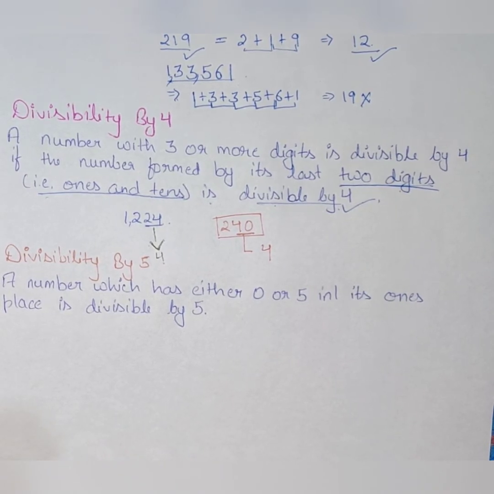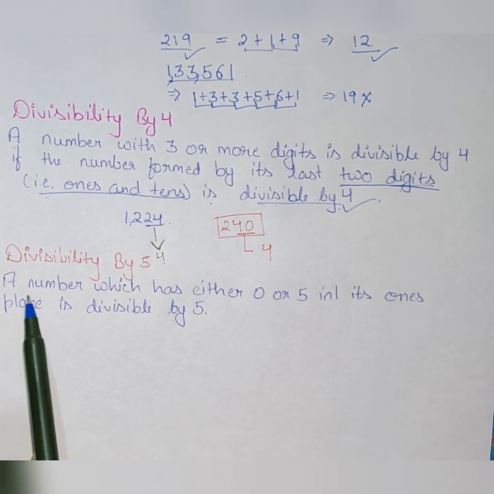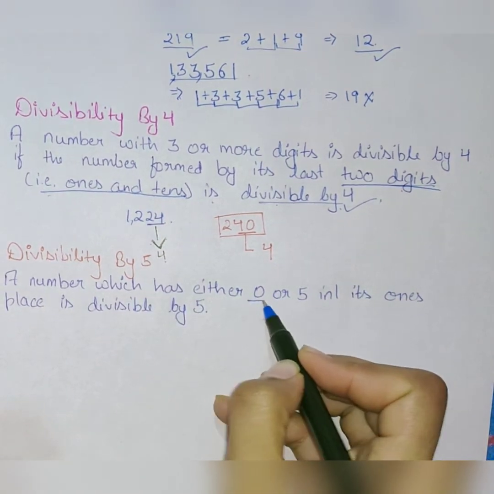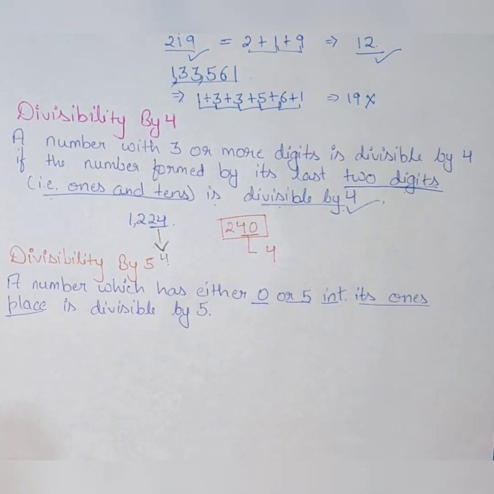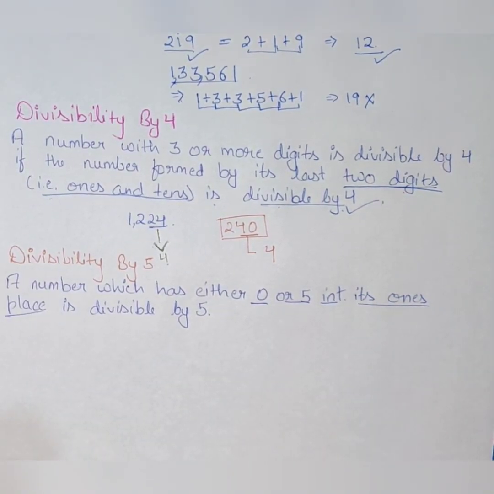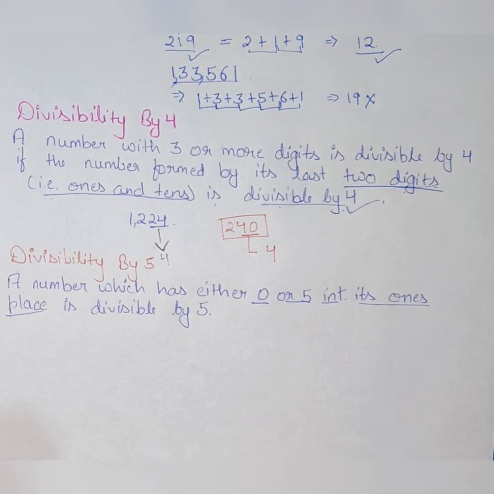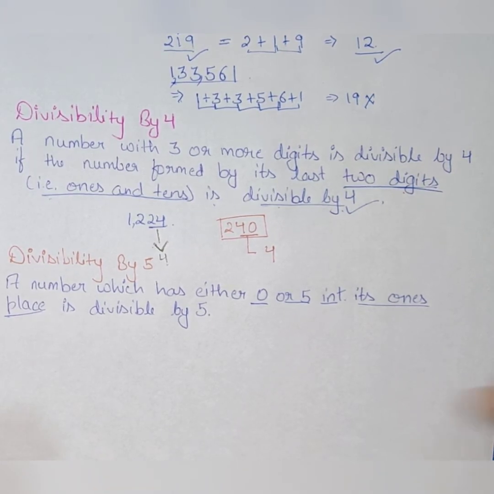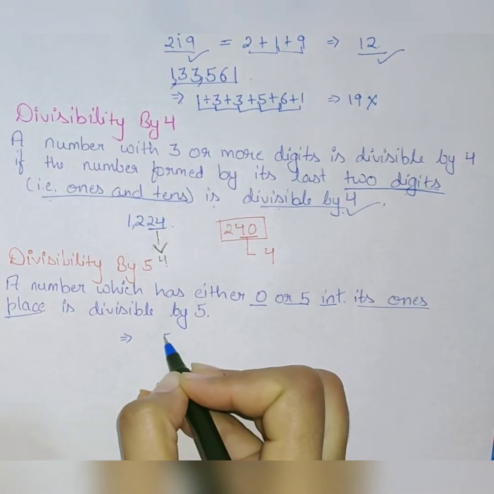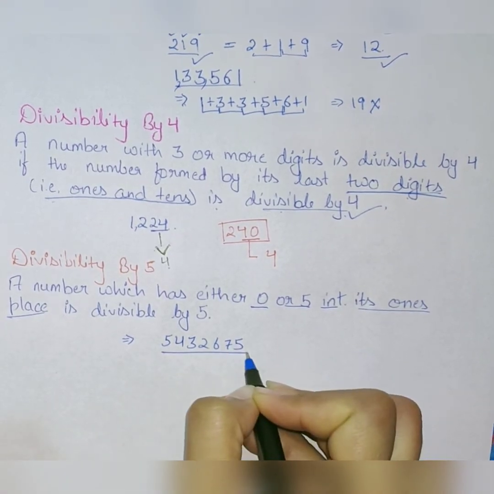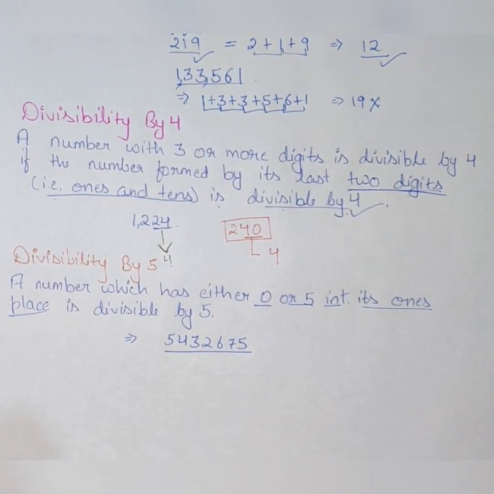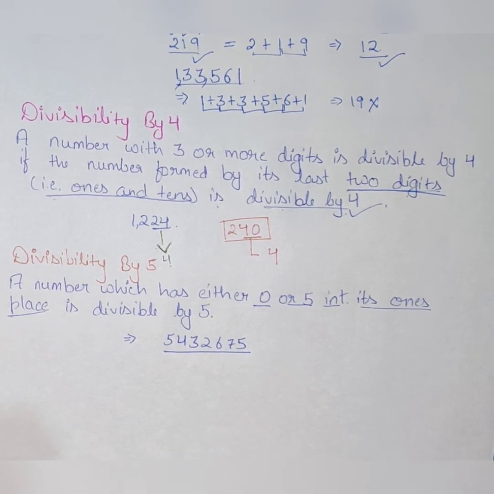Now, divisibility by 5. The definition of divisibility by 5 is that a number which has either 0 or 5 in its ones place is divisible by 5. Suppose you have the number 5432675 and you have to check whether it is divisible by 5 or not. How will you check this? You can check it just by seeing the last digit, that is the ones place.